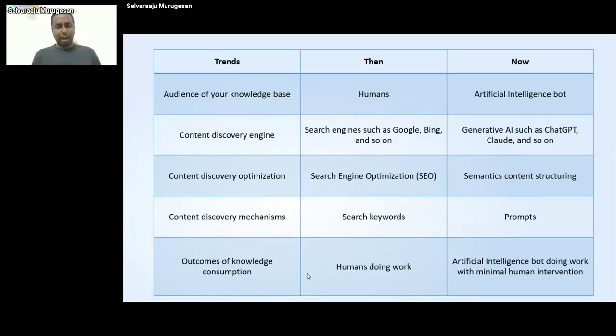And here's an interesting paradigm. The outcome of your knowledge consumption is more about humans doing work. For example, if you write a piece of documentation on how to configure a particular feature in your SaaS product, somebody reads that and then goes to your SaaS product and does those procedures. Those days are going to be outnumbered. If a chatbot can produce a step-by-step procedure with high accuracy, why can't an agentic bot go and execute that in the UI?